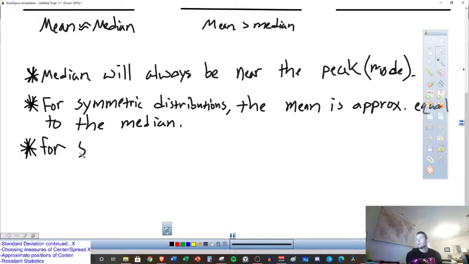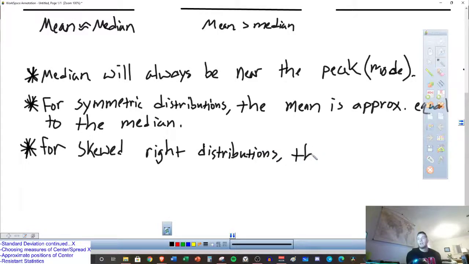For skewed right distributions, mean, what did I just write? The mean is greater than the median.